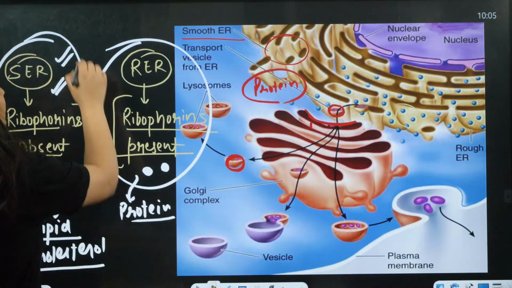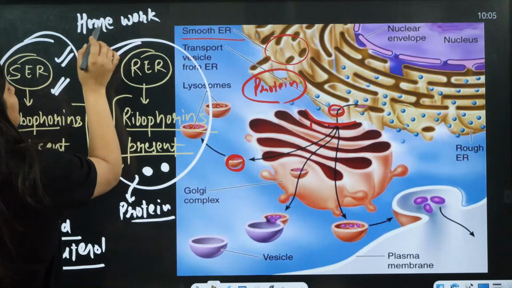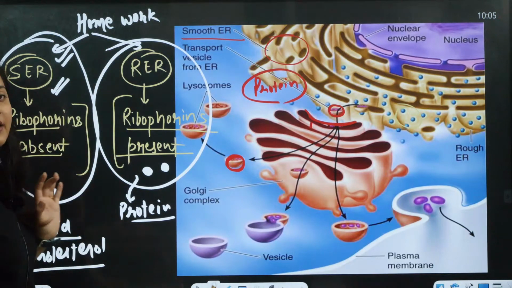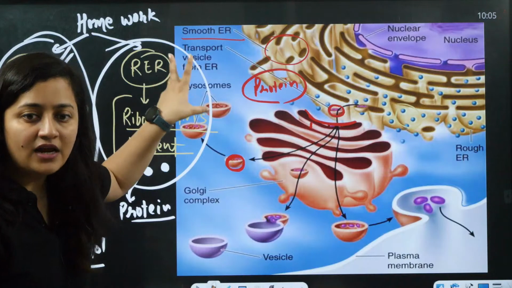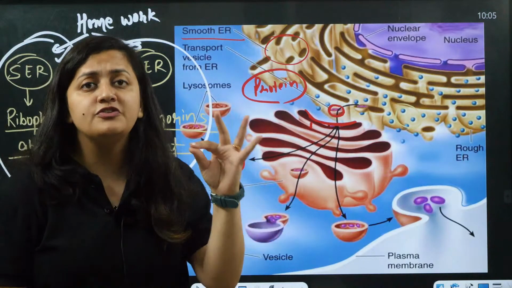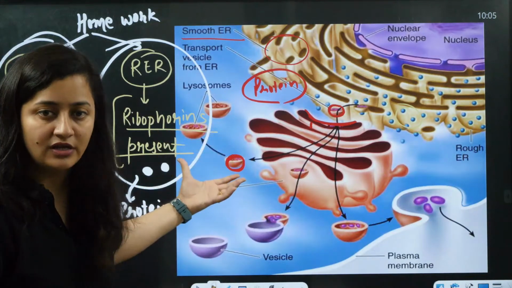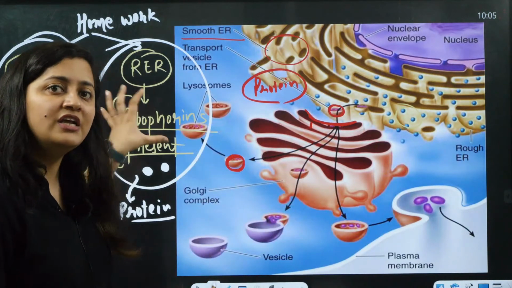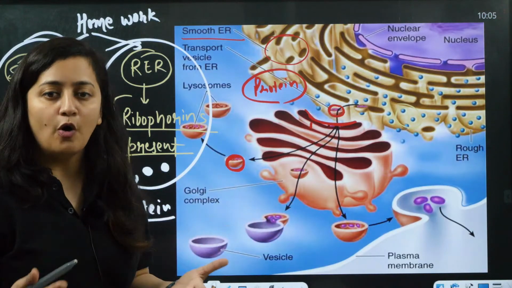So now this is your homework. You are going to write the function of SER and RER. It is very important. You never know from which function they can ask you the question. And it is going to help you in the long run. Even if you join MBBS, you need to know these details. So it is good to revise it now properly.